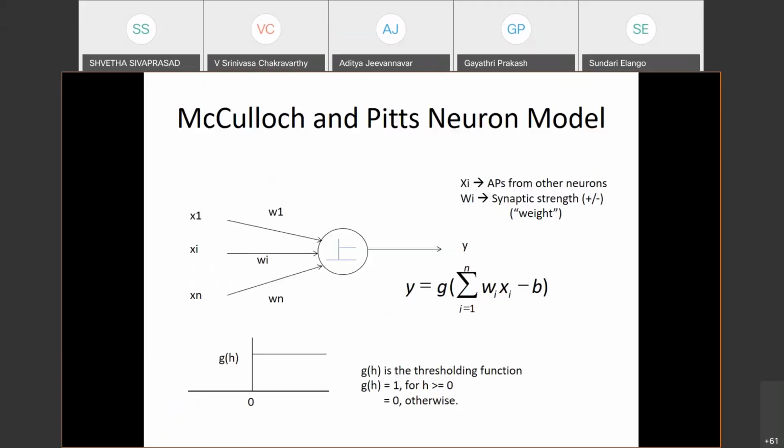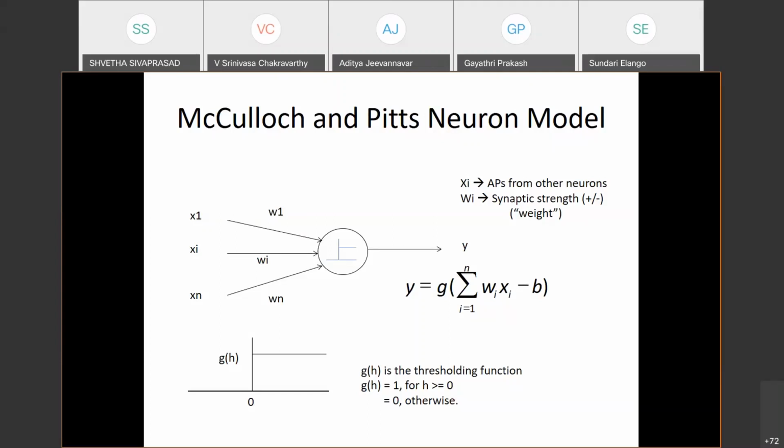These two people came together and formulated this very simple mathematical model of the neuron that you have seen until now. In this model, a neuron gets inputs from many other neurons. The inputs are x1, x2, xi, and xn, and these are passed through certain weightages, w1, w2, wi, wn. The weightages represent the synaptic strength, because we said a synapse can be strong or weak, positive or negative. So that property of the synapse is represented by the scalar value, the weight.